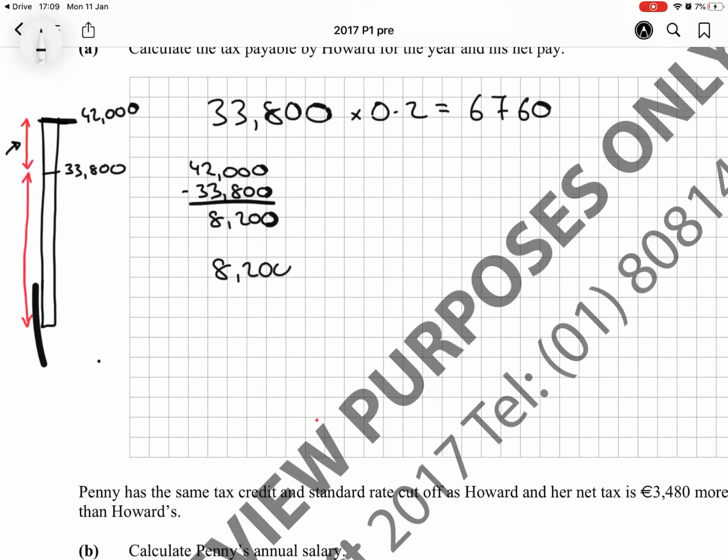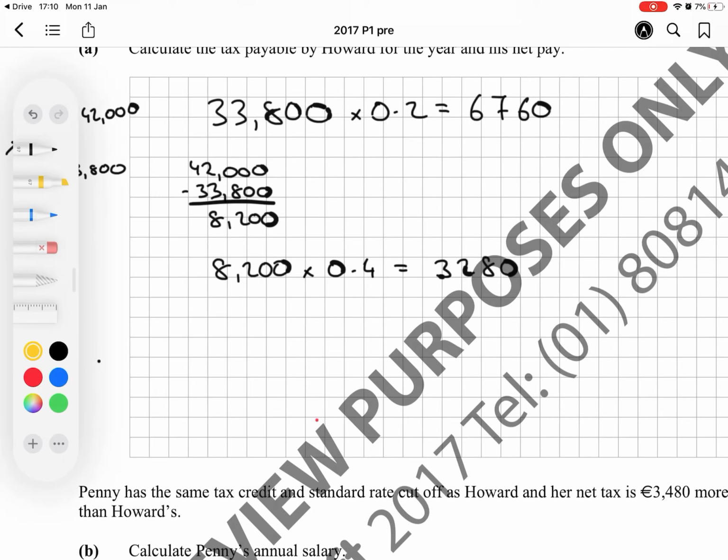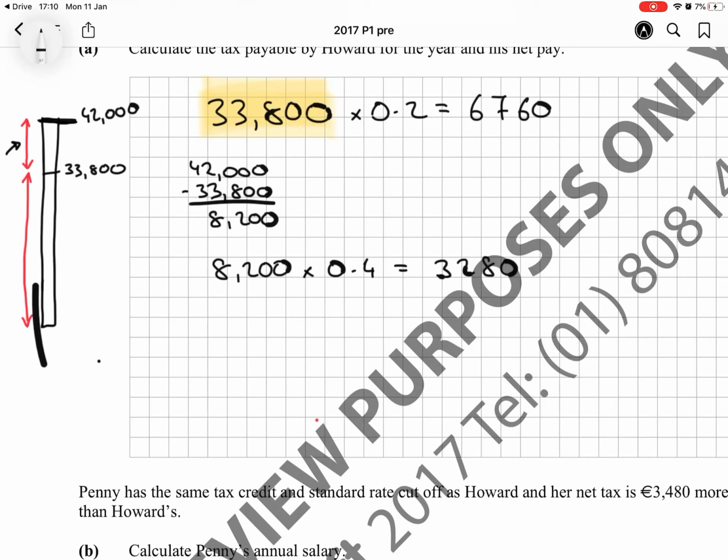So we take my 8,200 here and I multiply that by my higher rate of tax, my 0.4. The reason it's at a higher rate is the government decides, well, if you earn over a certain threshold, maybe you can afford to pay a little more tax on the rest of your earnings. So that higher rate doesn't affect anything at the lower amount, anything under this 33,800. It only affects everything from there upwards to the total amount here.